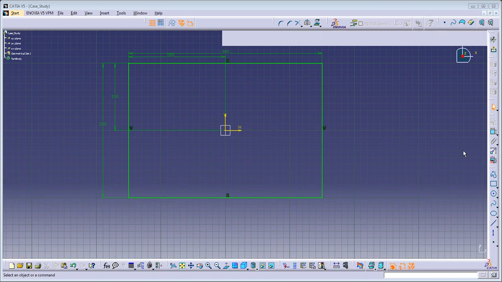Today we are going to take a case study for sheet metal design, and this sheet metal design will help you understand how to create a few parts which will help you keep your structure strong and durable.